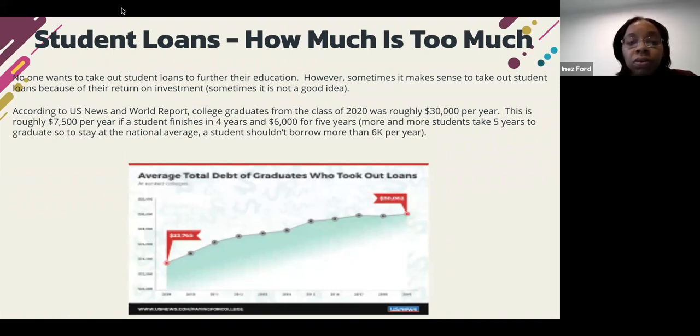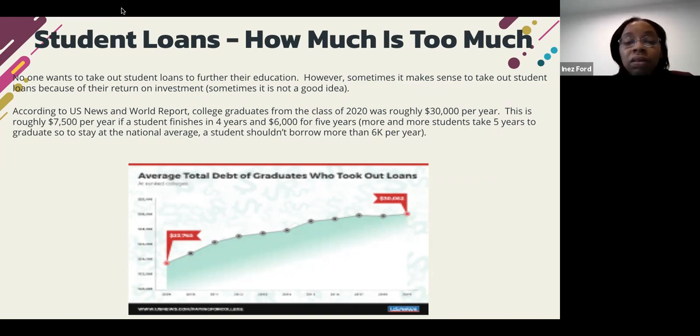According to the U.S. News and World Report, college graduates from the class of 2020, their amount of student loan debt was about $30,000. And so if you finish in 4 years, that's about $7,500 a year. Many students are taking 5 years. So we just say if you divide $30,000 by 5, that's $6,000.